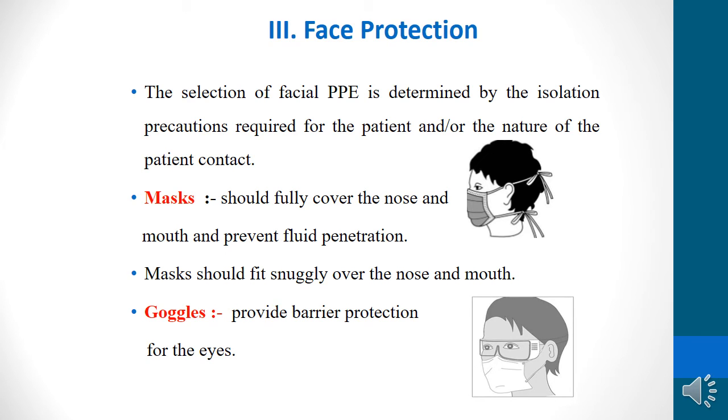The third one from the PPE types is face protection. The selection of facial PPE is determined by the isolation precautions. According to the isolation precautions, we will choose the face protection. We have a mask, goggles, and a full face shield. The mask should fully cover the nose and mouth and prevent fluid penetration. The mask should also fit over the nose and mouth. The goggles provide a barrier protection for the eye.